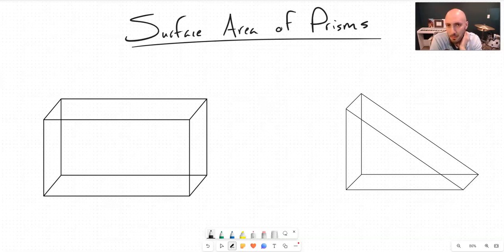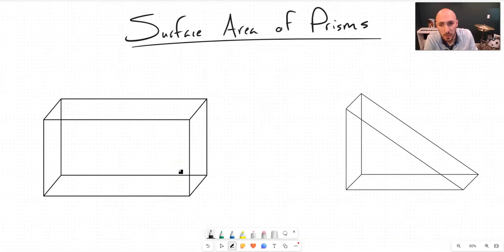Okay, so let's talk about surface area of prisms. So we've talked about finding surface area using nets, but I want to talk today about finding surface area with a formula. And there's one specific formula that you can use for any prism to find the surface area. And so that formula looks like this.